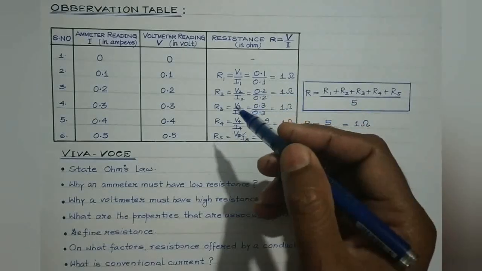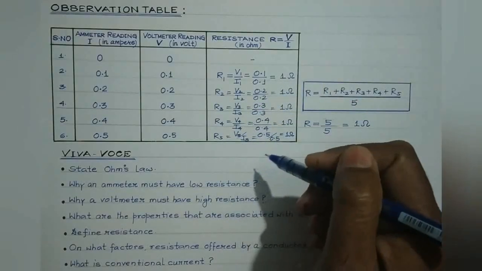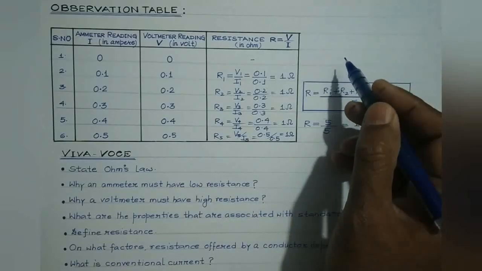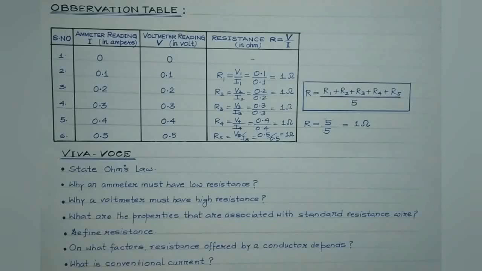So, when the current increases, the potential difference across the section of the conductor also increases, so that the ratio V by I always remains constant. Now, regarding conventional current, students, the current that flows from the positive terminal of the cell or the battery to its negative terminal in the external circuit is known as conventional current.